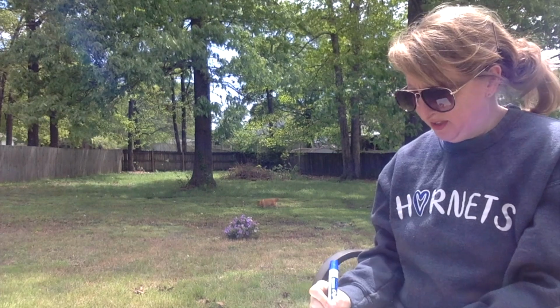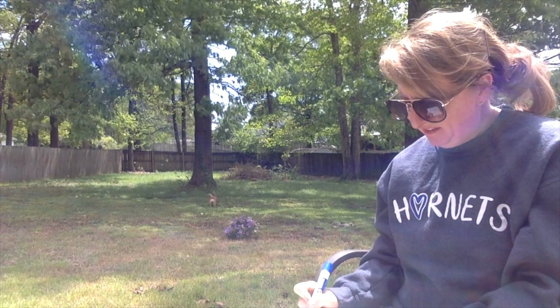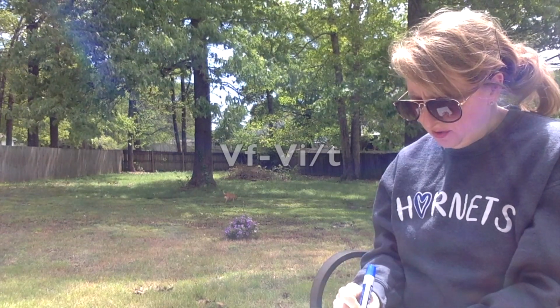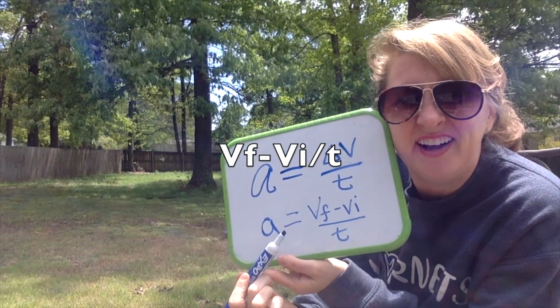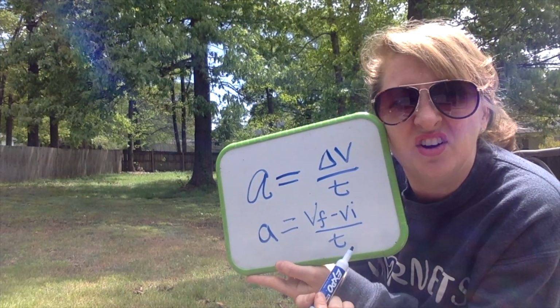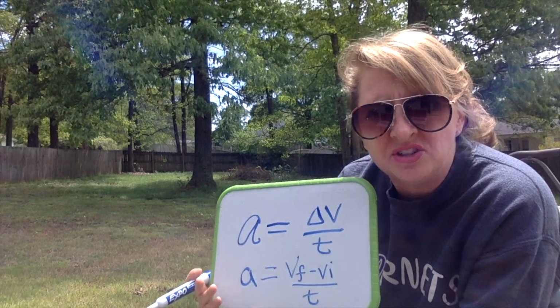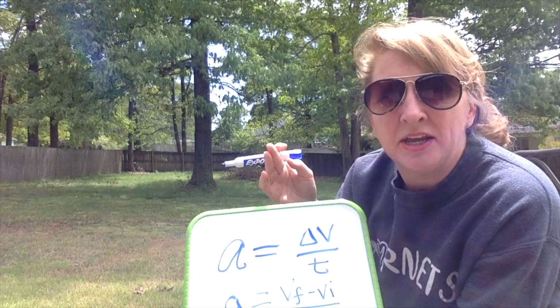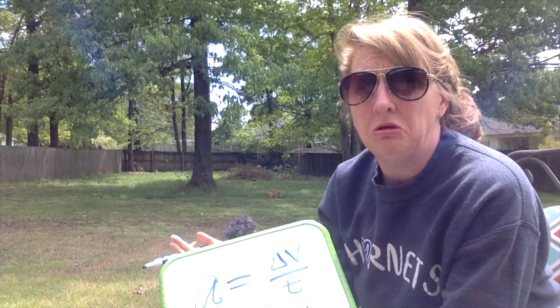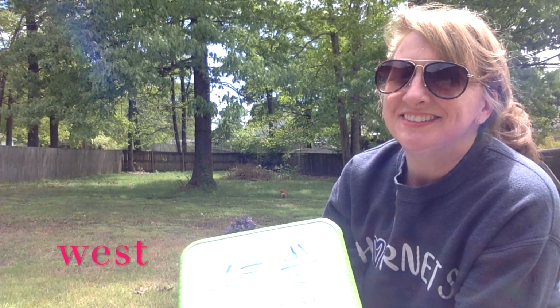You could also see it written like this: VF minus VI over T, where it's velocity final minus velocity initial over time. Remember, velocity is another way to describe speed. It just also tells us the direction, like north, south, east, or, that's right, west.